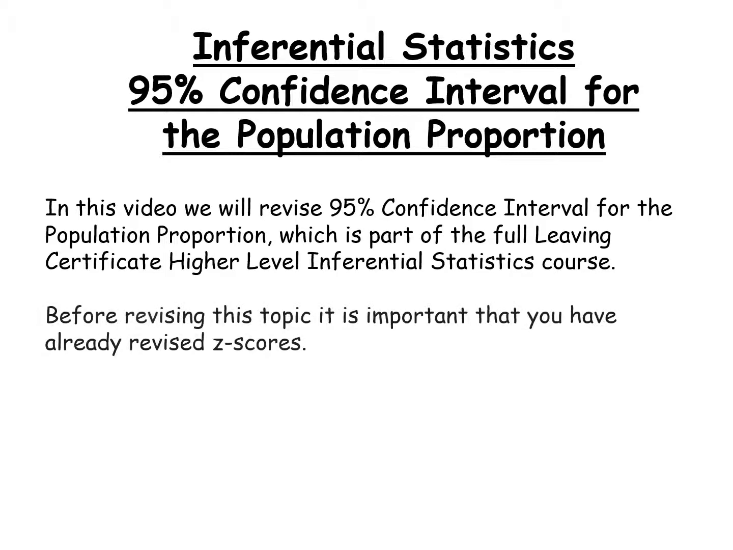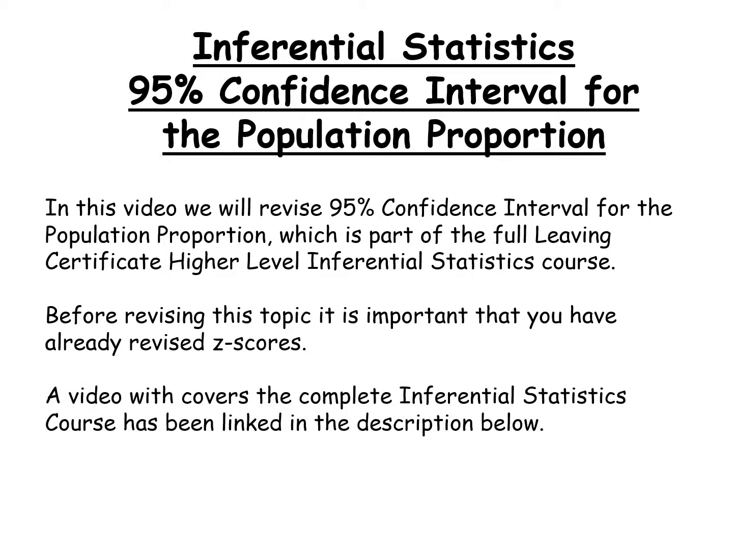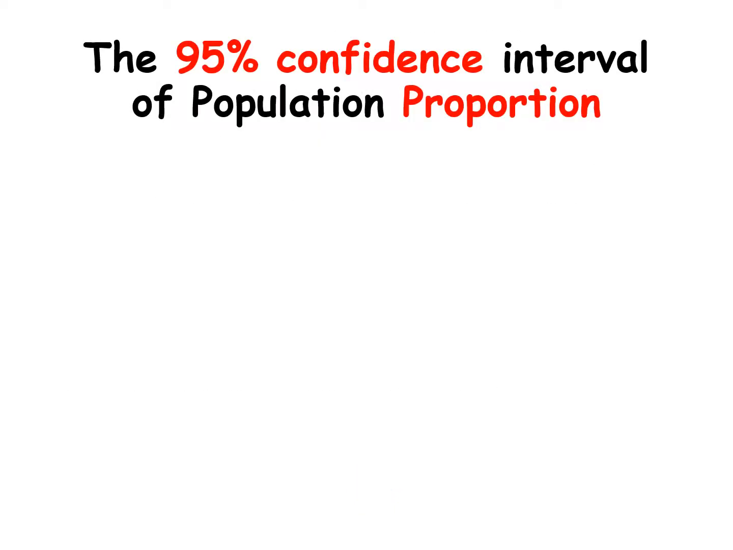the Inferential Statistics course. Before you do this, it will be a good idea for you already to have revised z-scores because we're going to touch a little bit on that, and also for you to have revised the 95% confidence interval for the population mean. And that video is linked below, as well as the video on z-scores. And there is a full video which covers the complete inferential statistics course, and that has also been linked in the description below. So now we're going to talk about the 95% confidence interval of the population proportion.